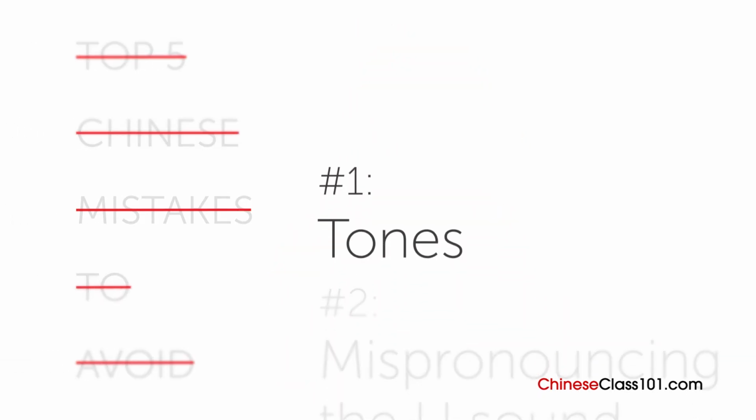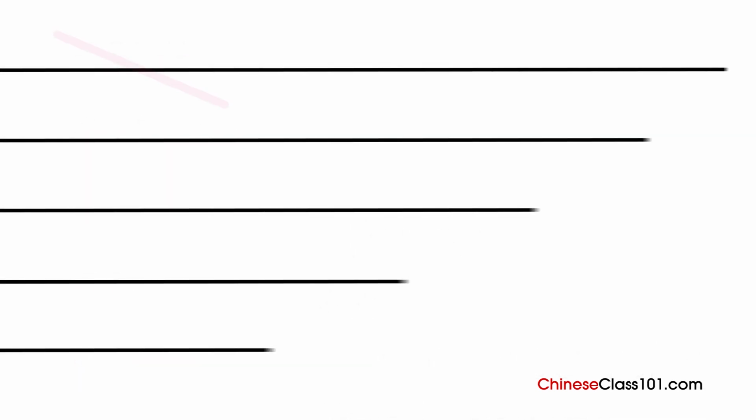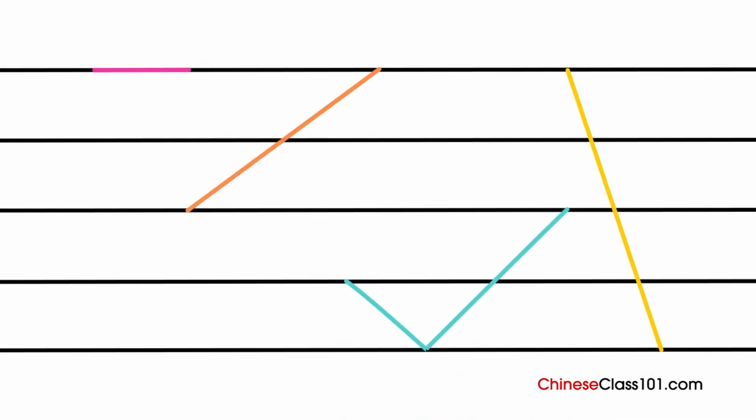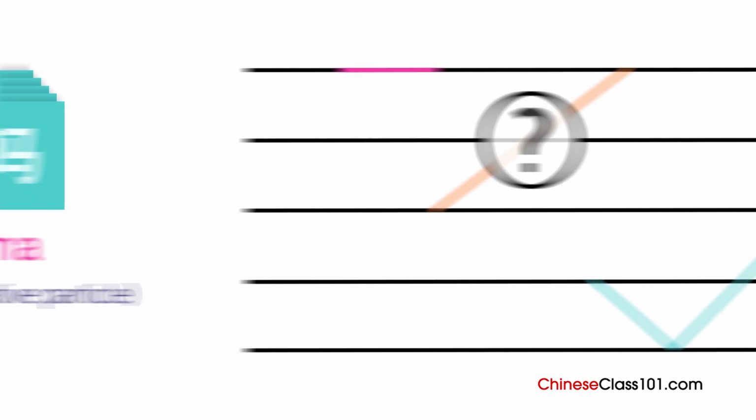Number 1, tones. Chinese is a tonal language. The tones are a major challenge for Chinese learners of all levels, but they can't be avoided. Using the wrong tone can give a word a completely different meaning and lead to miscommunication.